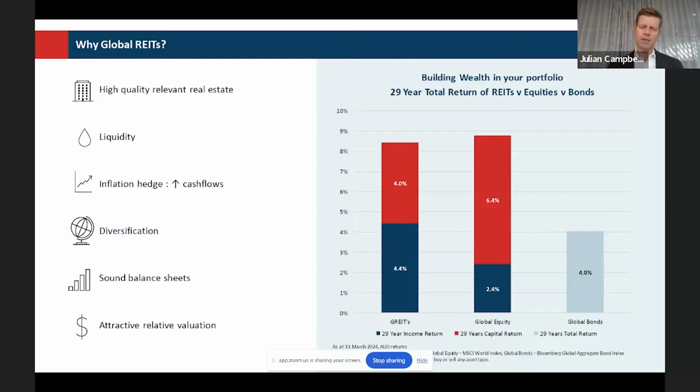And lastly, and critically, attractive relative valuation versus the underlying property values versus replacement cost, the intrinsic value, the bricks and mortar of the real estate.